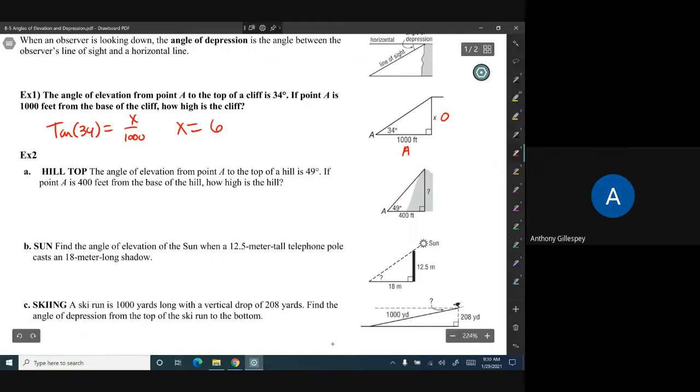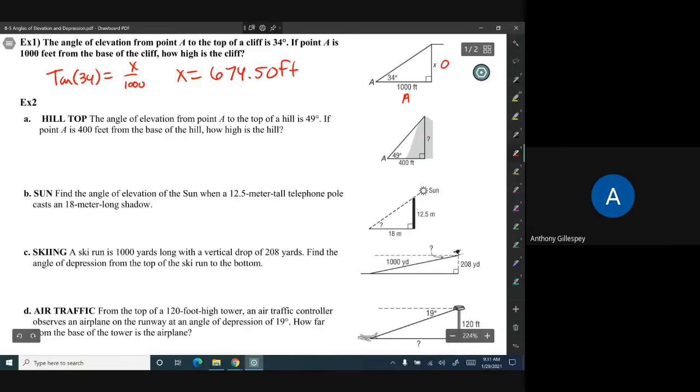You get about 674.50 feet. Make sense? If my math is good. Yeah, so that's the height of the cliff. Got it? All right.